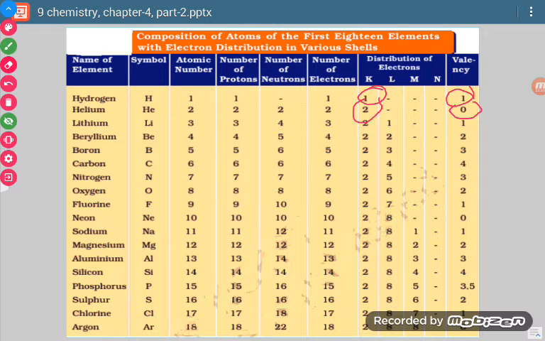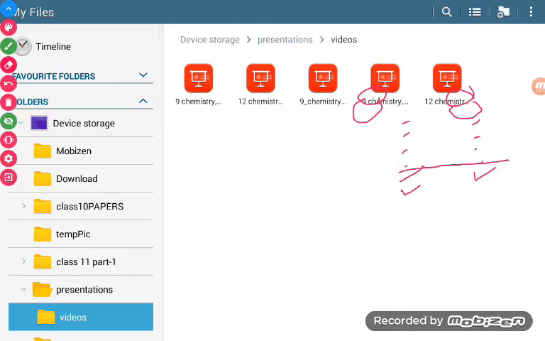Similarly, we can move till 4. Till 4, whatever the number of valence electrons is, that becomes the valency. After 4, what happens? The number of electrons becomes 5, 6, 7, 8, like that. Then we have to subtract the number of valence electrons from 8. In the case of nitrogen, the valency value comes out to be 8 minus 5 equals 3.